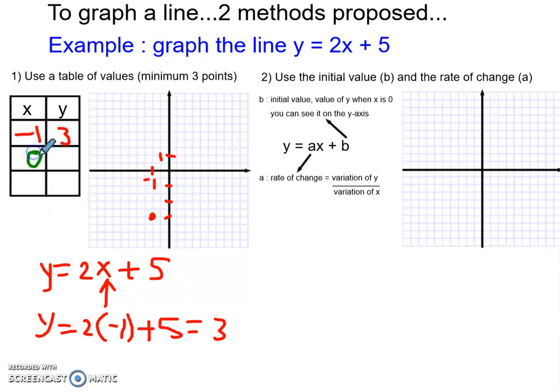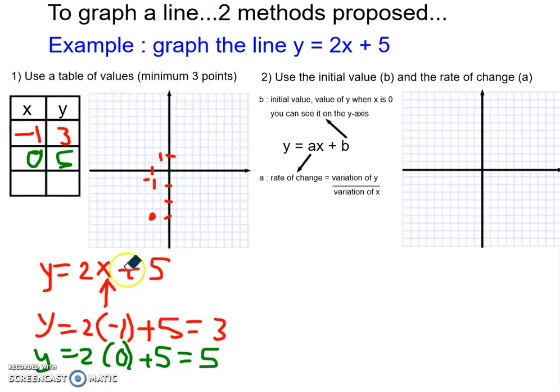So if I use x is equal to 0, how do I find y? I'm going to do the same thing. So 2 times 0 plus 5. 2 times 0 is 0, plus 5 is 5. So at 0, my point is 5.